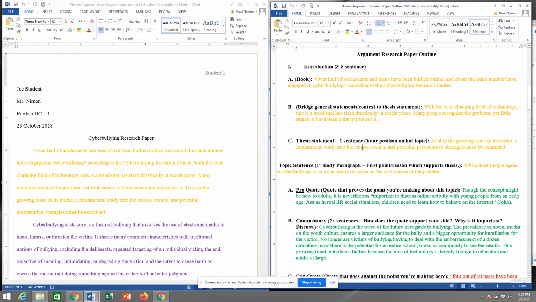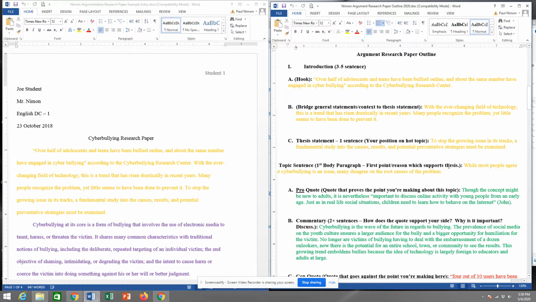My first body paragraph will be about the causes of cyberbullying. Second body paragraph, the results of cyberbullying. And my third body paragraph about the preventative strategies in relation to cyberbullying.